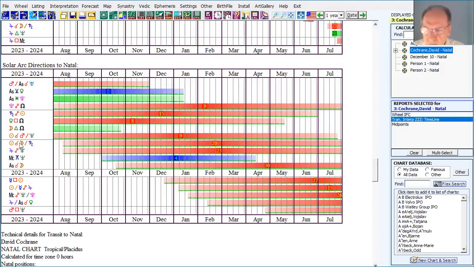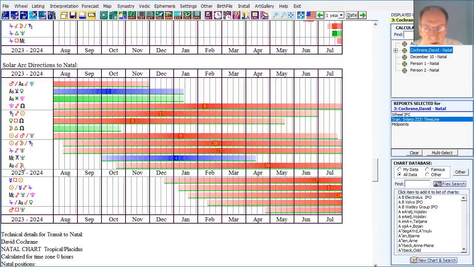Let's see. Let's do... Let's see a good example here. Well, I'll go ahead and do this one. Solar arc ascendant is conjunct my moon on April 30th, end of April, early May.